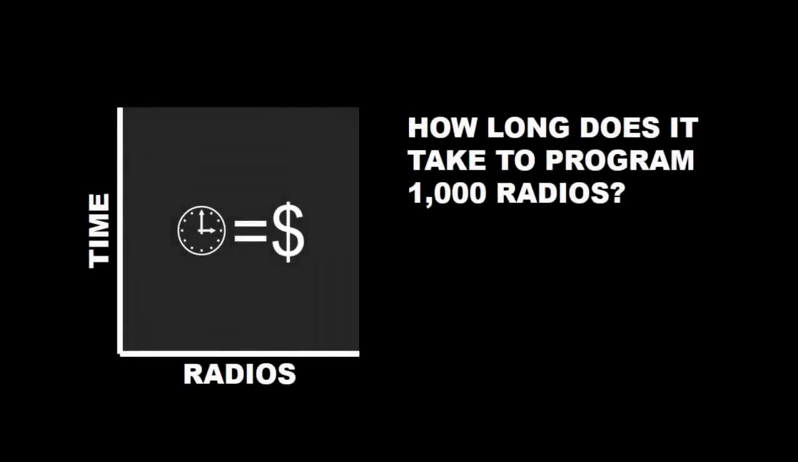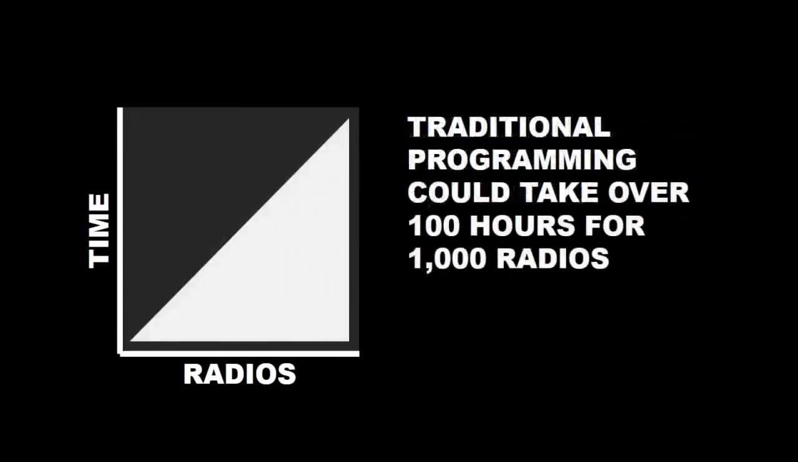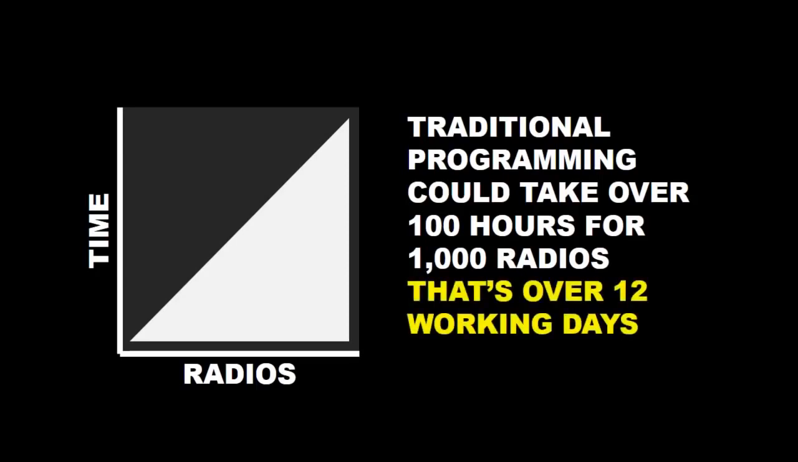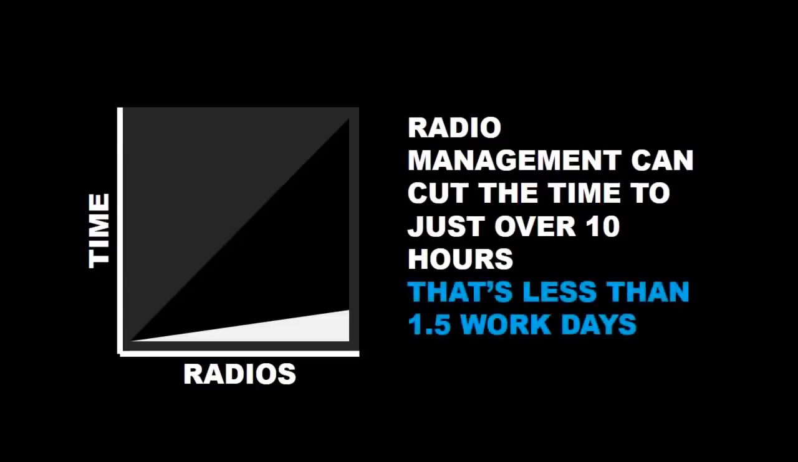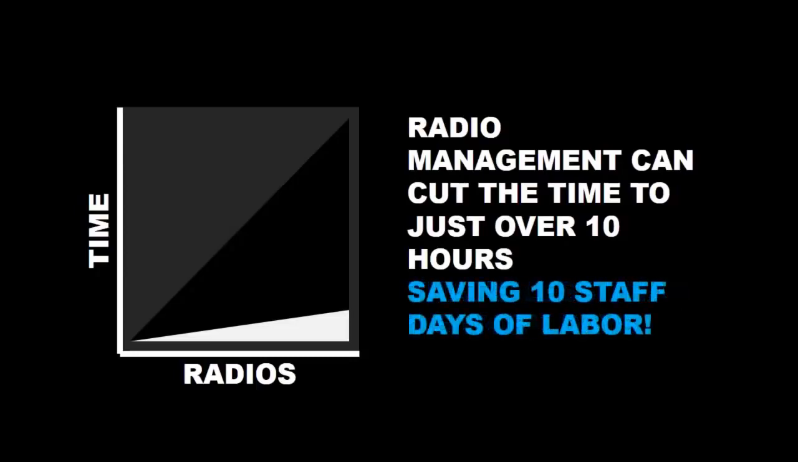How long does it take to program 1,000 radios? Using traditional programming methods, it could take over 100 hours for 1,000 radios. That's over 12 working days of effort. Using Radio Management can cut that time to just over 10 hours. That's less than 1.5 workdays, saving 10 staff days of labor. Now that's change we can believe in.